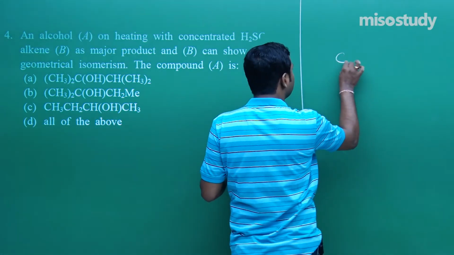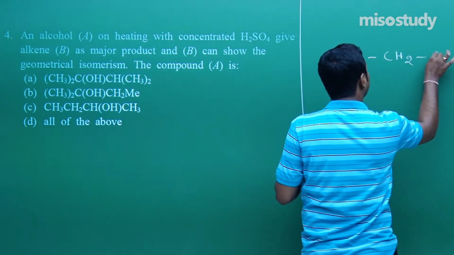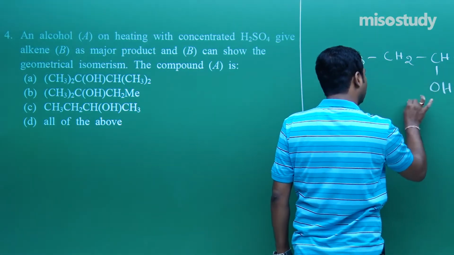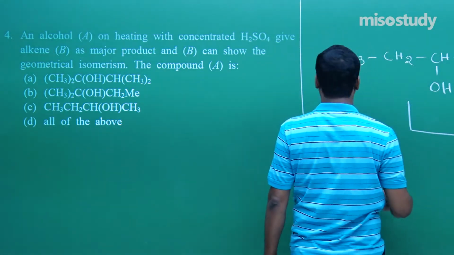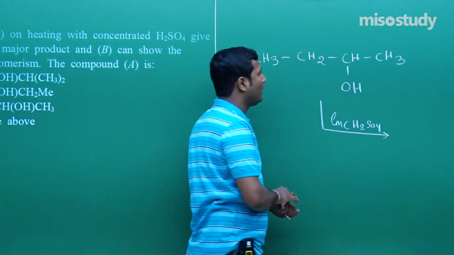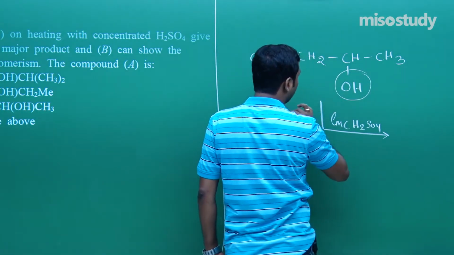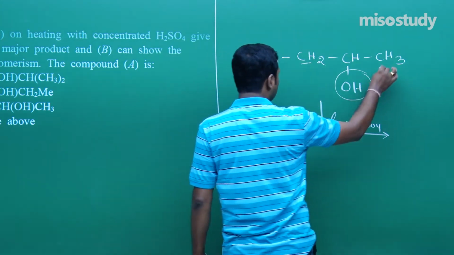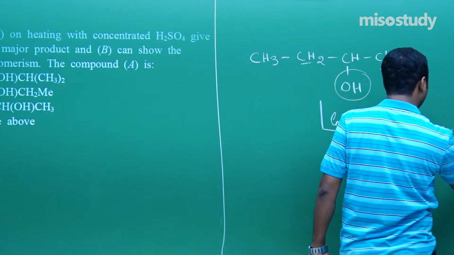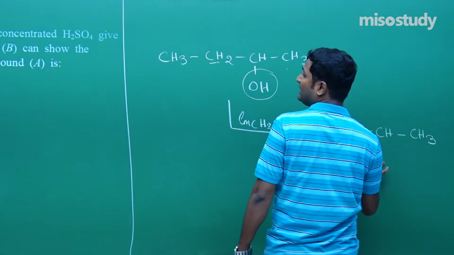If I take normal CH3, that is CH2, that is CH3, then put here OH. Then what will happen? Dehydration takes place in the presence of concentrated H2SO4. Now what will happen? Removal of OH from here and H from here, also from here. The two products: CH3, CH, double bond CH, that is CH3. This one is product B.